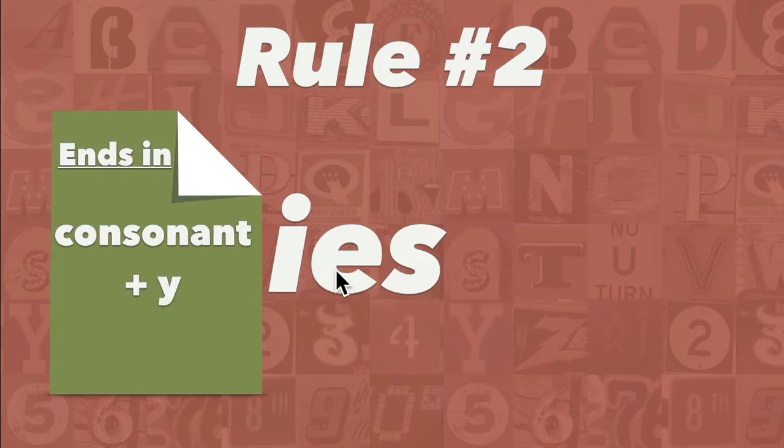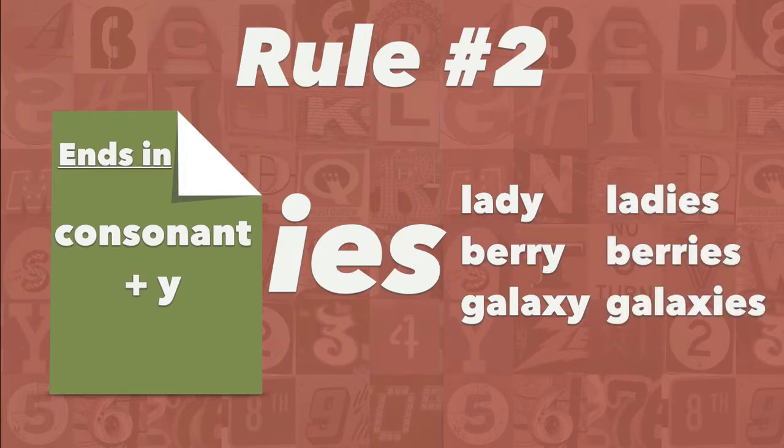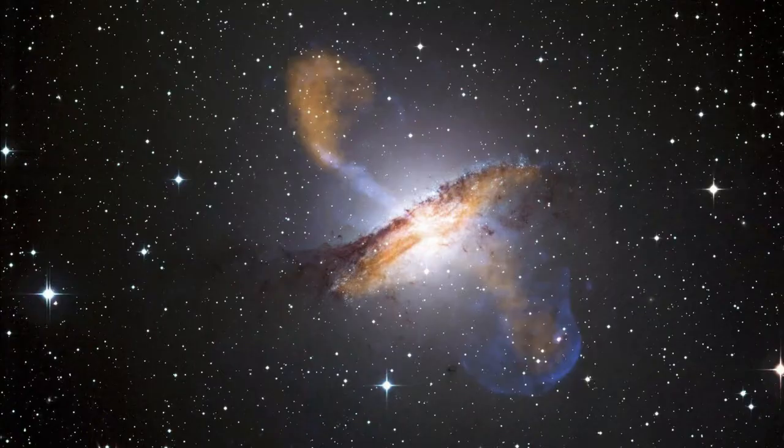Number 2, with nouns that end in a consonant plus a Y, drop the Y, cancel the Y, and add IES. For example, lady, berry, galaxy. No Y and add IES. There are countless galaxies in space. Are you ready to go to Mars?